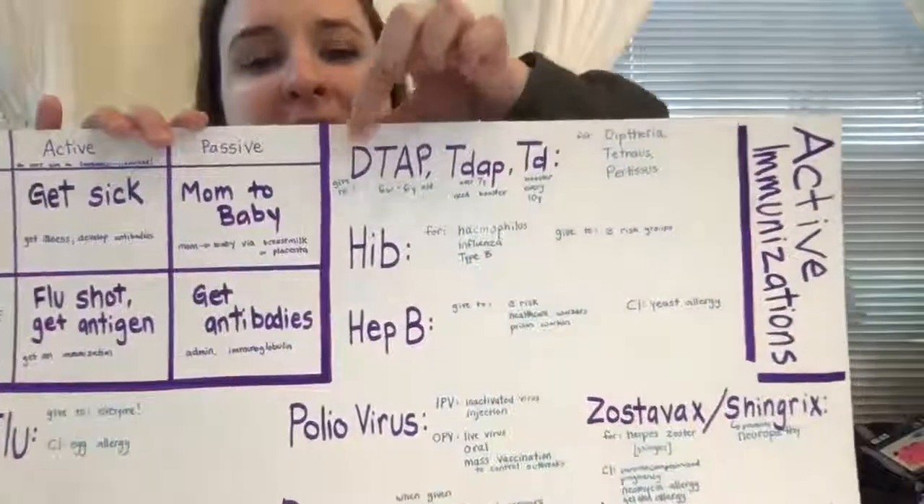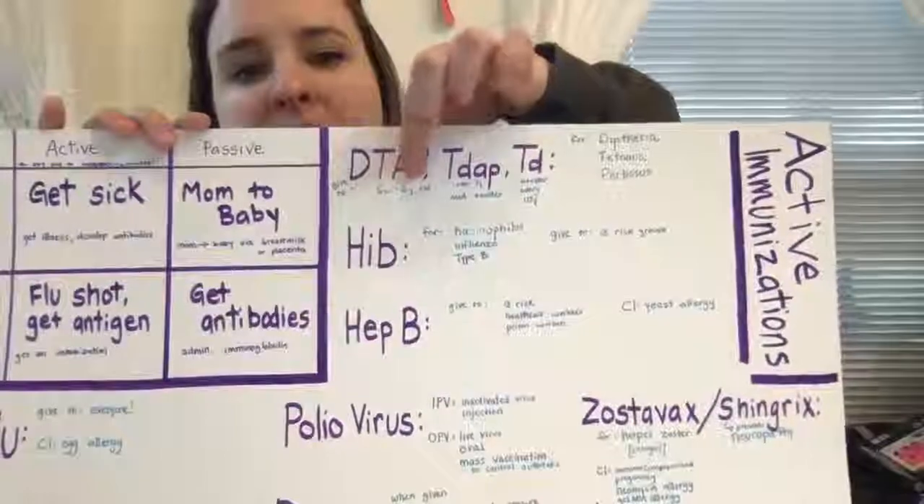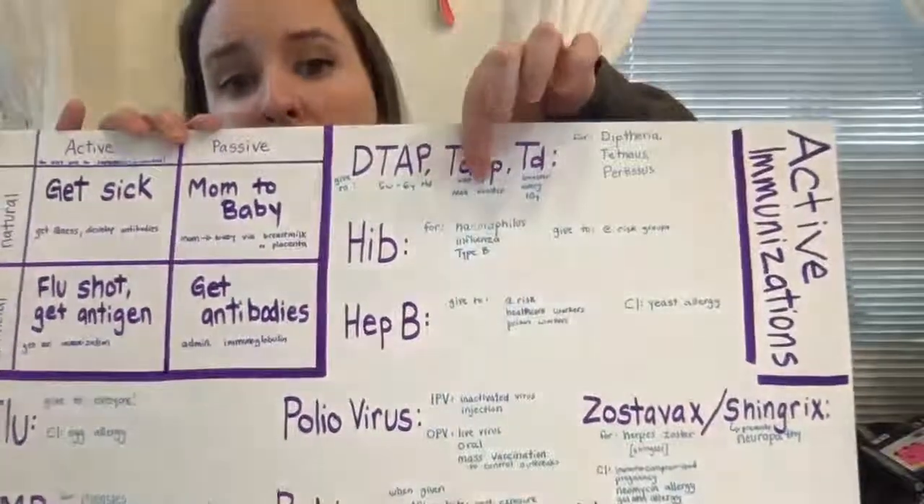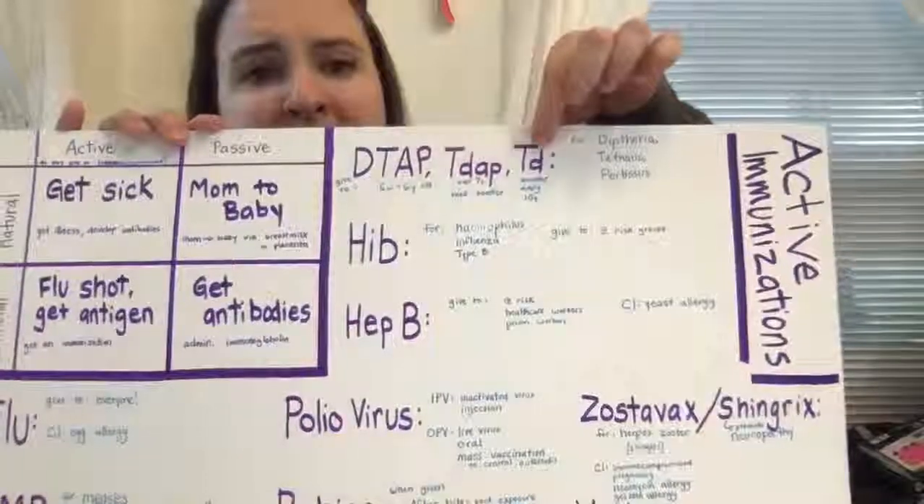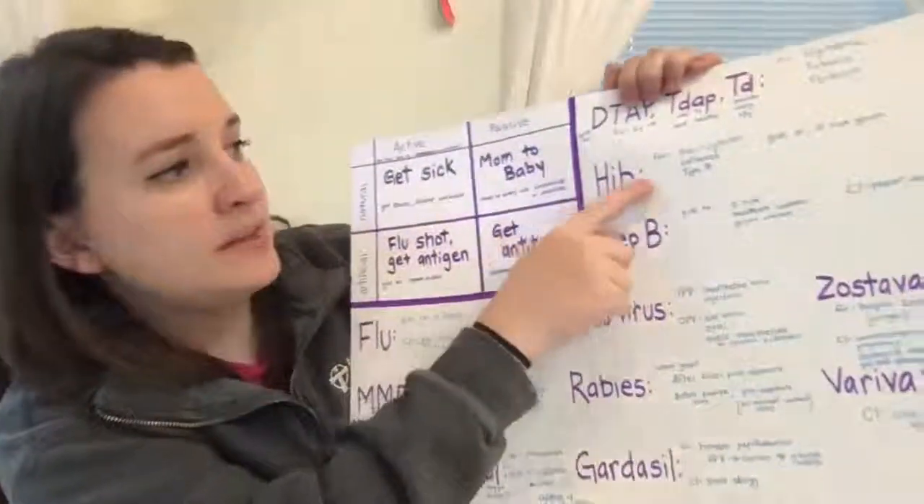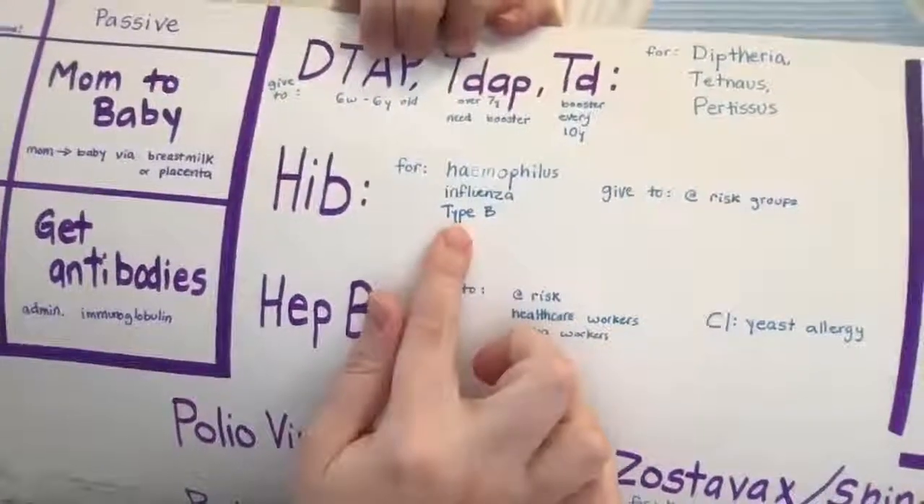So DTaP is for 6 weeks to 6 years. Tdap is for people who are over 7 and they are going to need a booster shot. And then Td is the booster shot that people would get every 10 years. Hib is for Haemophilus influenzae type B. I'll just zoom in on that so you can see that.